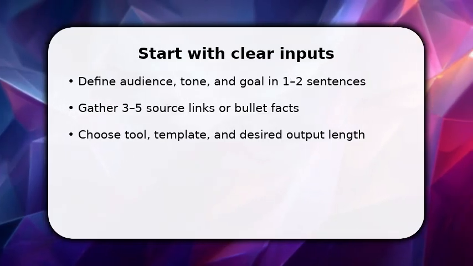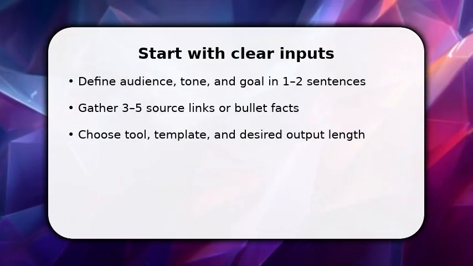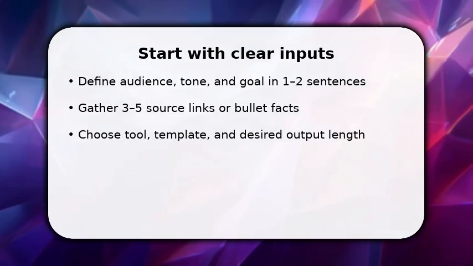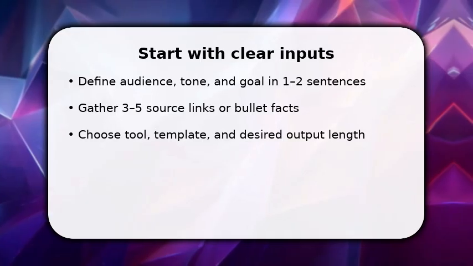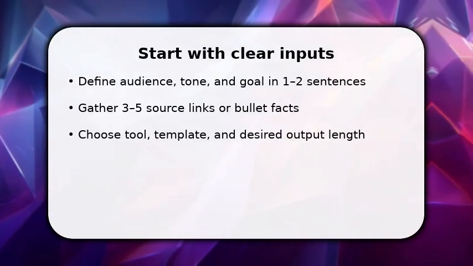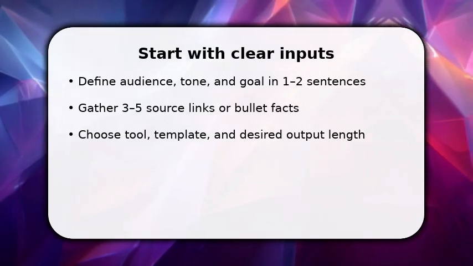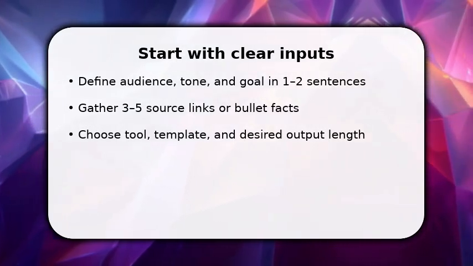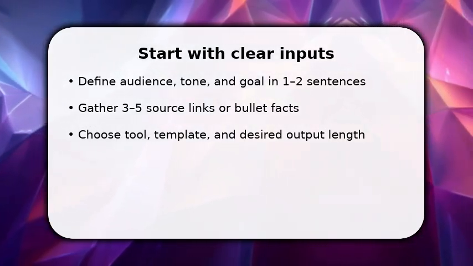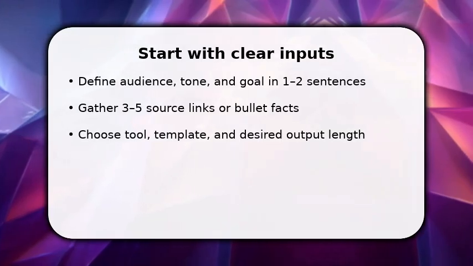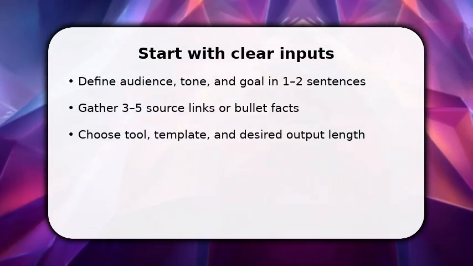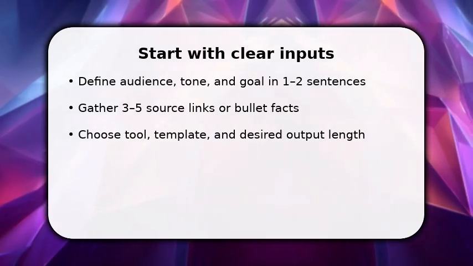You begin by supplying crisp inputs: who you're writing for, the tone, and the primary goal. Once done, paste 3-5 source bullets or highlights so the AI has evidence to cite and mimic. Make sure to pick a tool and a template that matches your format, like blog, listicle, or social post. Then set length, keywords, and style constraints. This concrete starting point prevents vague output and speeds up iterative refinement.